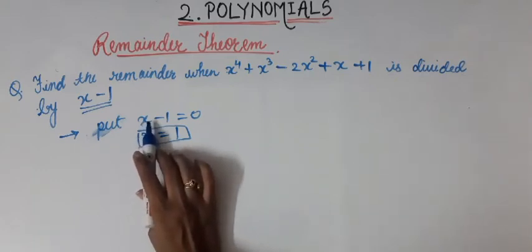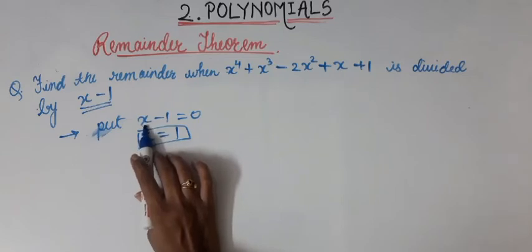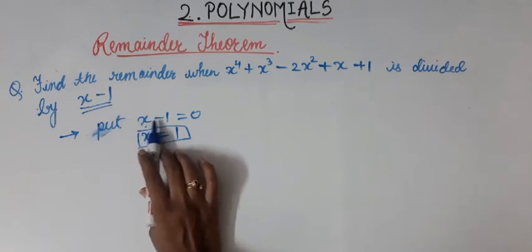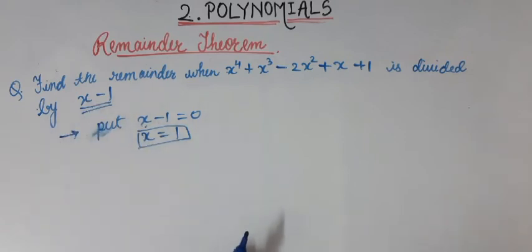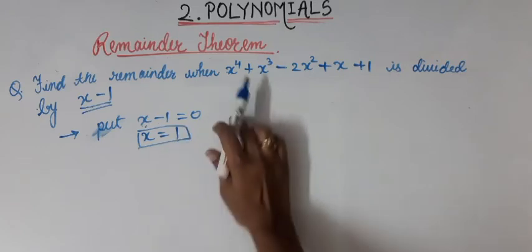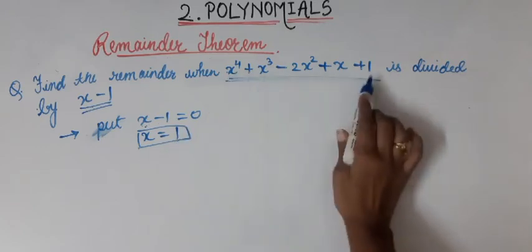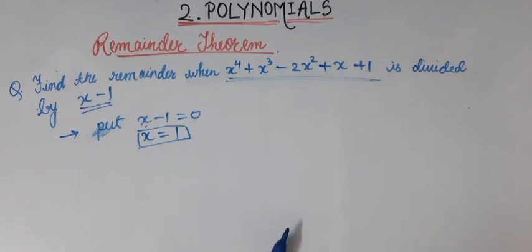What value of x will make this polynomial 0? 1. 1 minus 1 is 0. So 1 is the 0 of that divisor. Now according to the theorem, if we replace this 0 in the dividend, we will get the remainder. So let us put it.